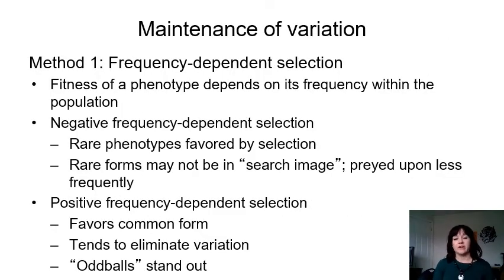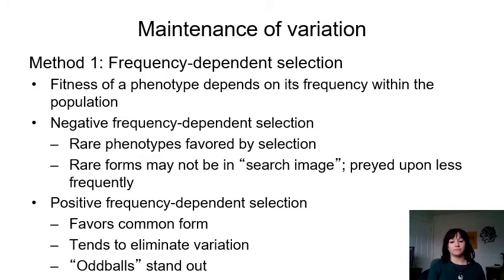So the first way that variability can be promoted in a population is a method called frequency-dependent selection. Right? So this is selection dependent upon the frequency of a trait in a population. You can have negative and positive frequency-dependent selection. So in negative frequency-dependent selection, rare phenotypes are advantageous, right? So in this case, you're going to be promoting these rare phenotypes, these rare alleles. You're going to be promoting more variability in the population.